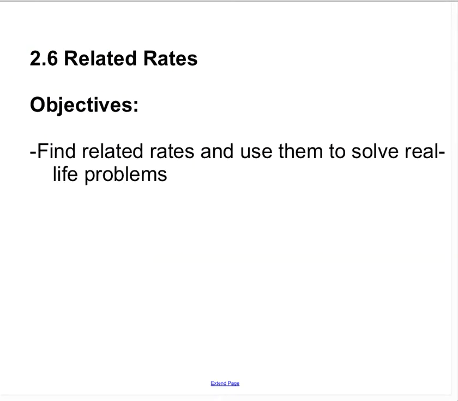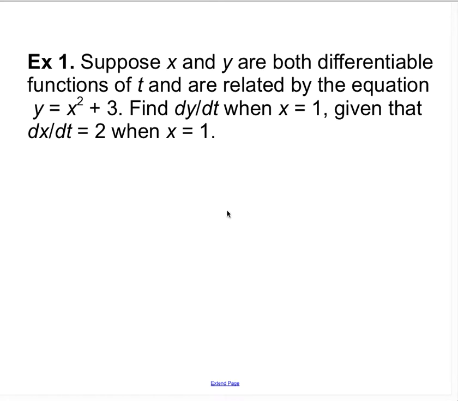So our last section in this unit is 2.6, and we're going to be using our implicit differentiation skills and differentiate usually with respect to t. So in this first example, it says, suppose x and y are both differentiable functions of t. Really, that statement is just saying take the derivative with respect to t like we just did. And they give us an equation where they're related by y equals x squared plus 3.